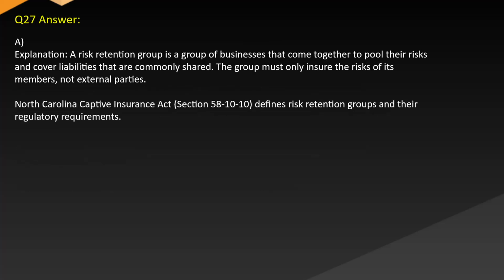Answer: A. Explanation. A risk retention group is a group of businesses that come together to pool their risks and cover liabilities that are commonly shared. The group must only insure the risks of its members, not external parties. North Carolina Captive Insurance Act, Section 581010 defines risk retention groups and their regulatory requirements.